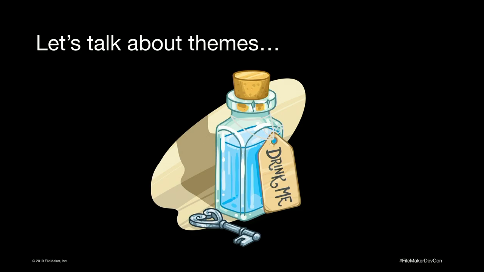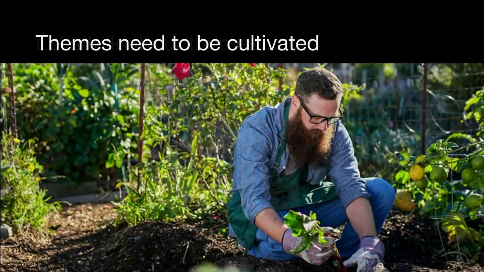Building a good theme and working with a good theme and keeping it up to date takes one thing, and that's cultivation. This isn't me in the picture. Literally, I put garden into Google, and this is the picture that came up, and I was like, yeah, I'm using it. Because I want to confuse you guys to think it's me. But themes need to be cultivated.